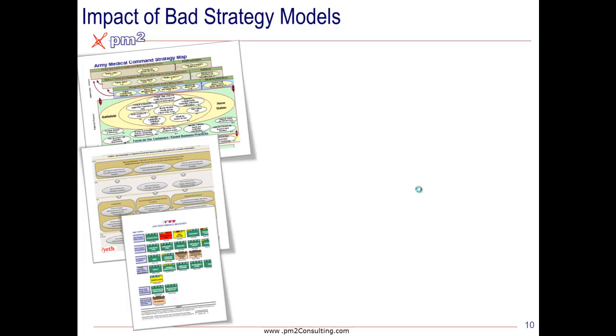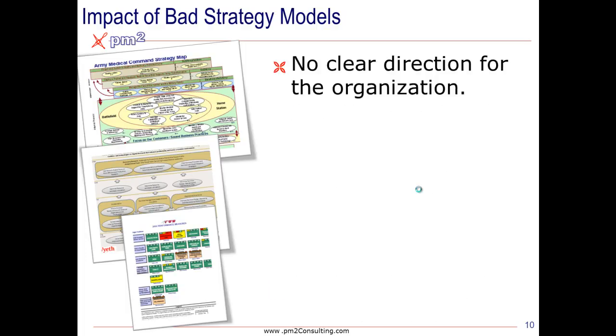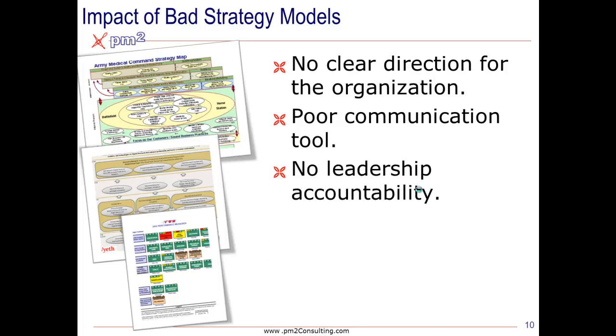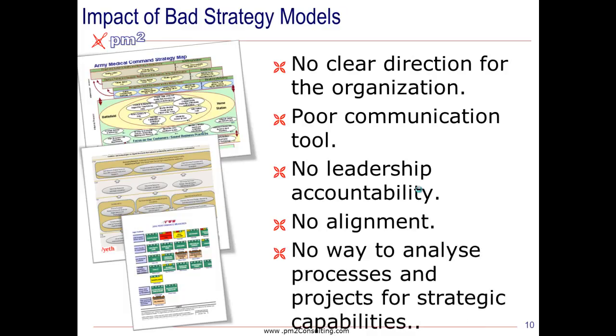Now, the impact of this is as follows. One is lack of clear direction for the entire organization. Two, it's a poor communication tool internally and externally. Three, it allows leadership to escape accountability for strategic thinking and clarity. It takes away the opportunity of aligning the organization against those strategic objectives. And finally, there's no way to analyze whether the processes or projects are fit and capable for the strategic requirements of the organization.